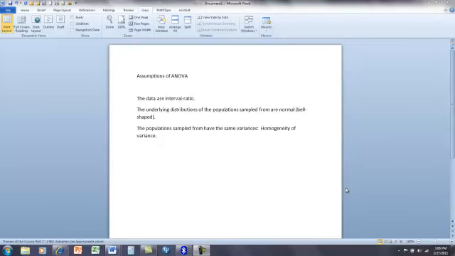So when we talk about assumptions, what we're really saying is these things must be true for your ANOVA to be possible. If it's not possible, then you're going to find many ways to make a mistake in understanding what is true once you sample from populations.